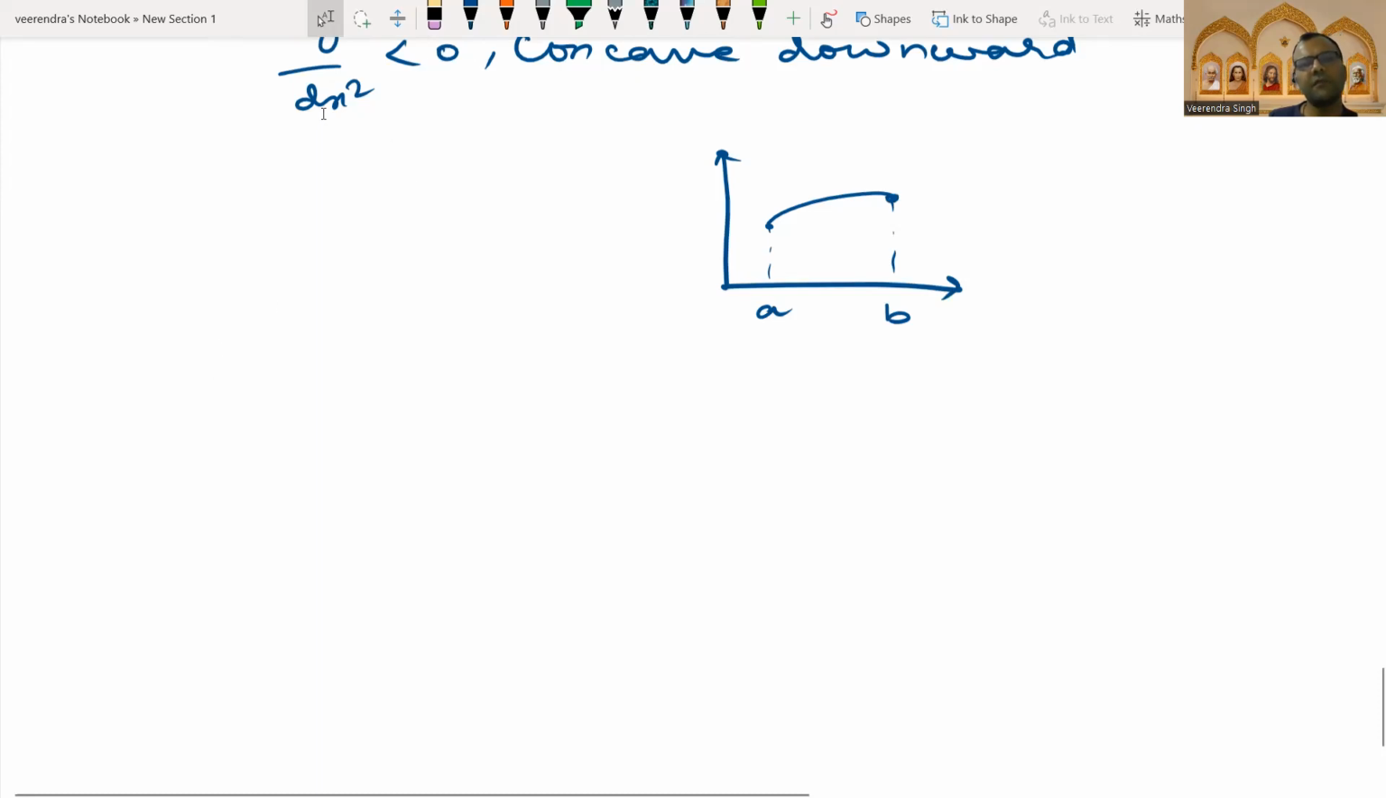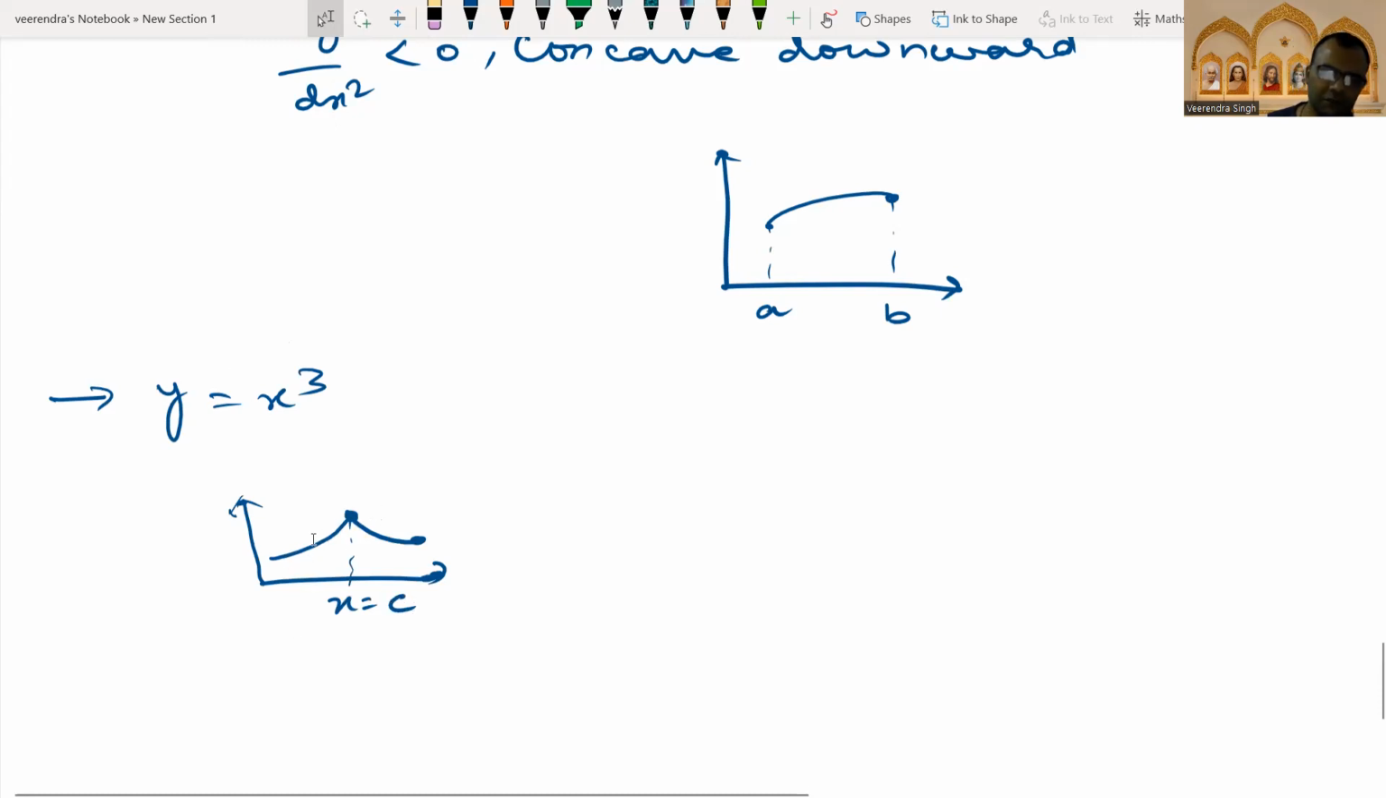So with the help of this d2y by dx square, we can find whether the curve is concave upward or concave downward. As I have already discussed for y equals x cube, suppose we have a graph like this, and this point is x equals c. Here we can see at x equals c, the function is changing its concavity, right? It is going from concave upward to concave downward. So we can say here at x equals c, we have point of inflection.